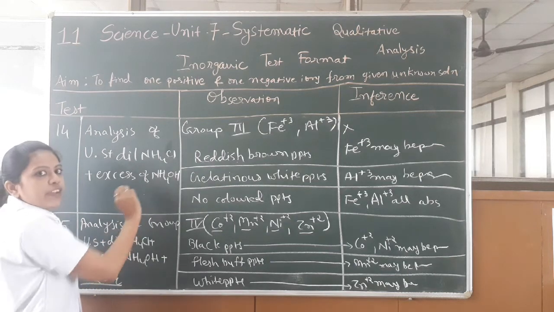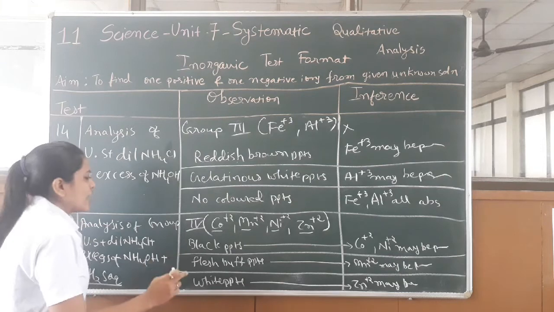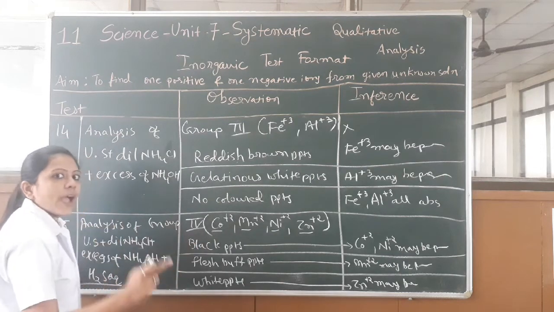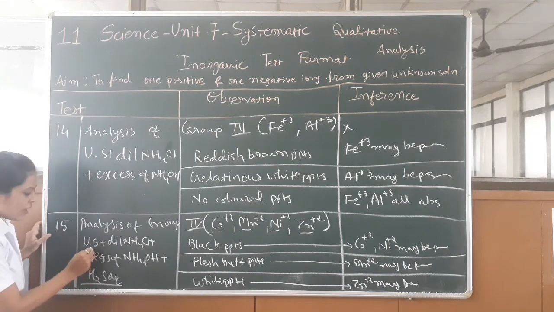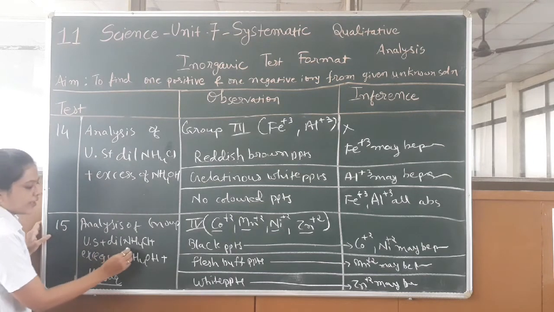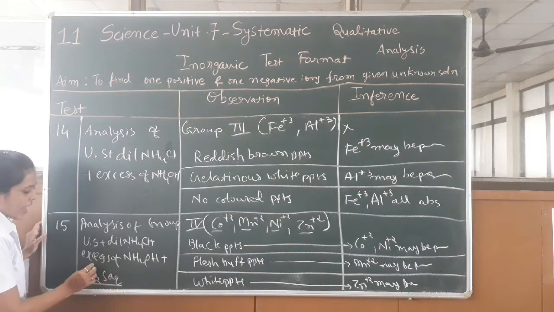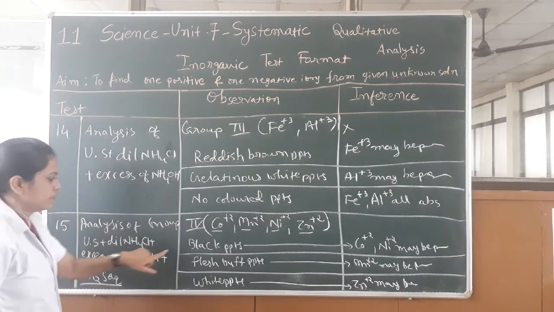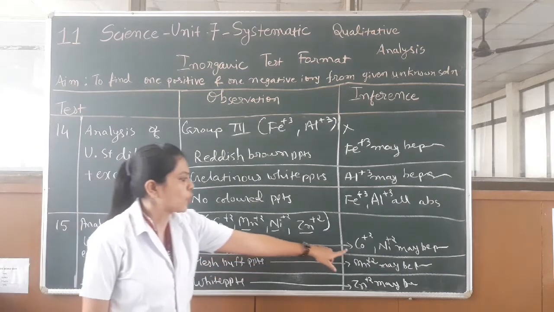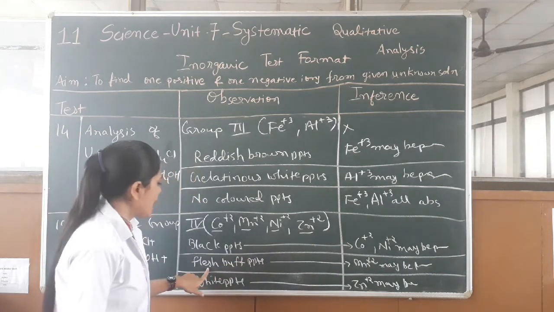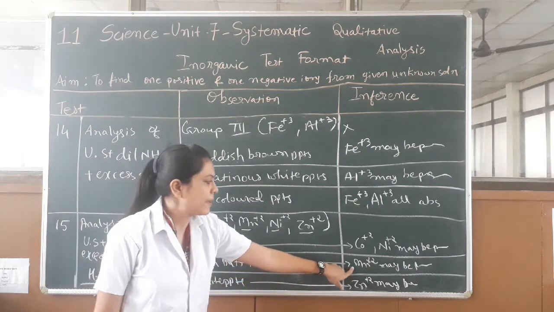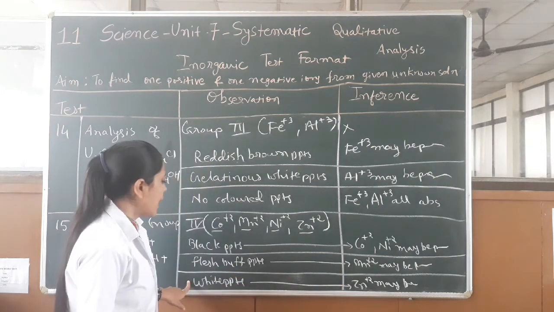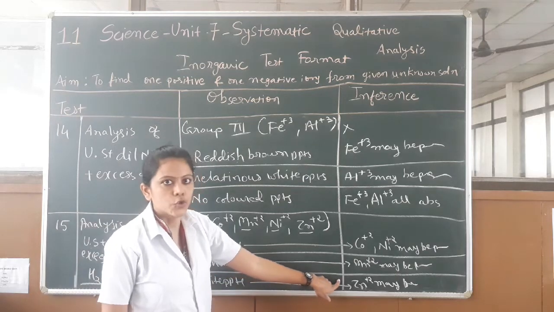If here we didn't get any precipitates, then for fourth group we have to add only H2S, because here we have the same unknown solution, dilute NH4Cl, excess of NH4OH plus aqueous H2S. Black precipitates for cobalt and nickel. Flesh buff precipitates, that means pinkish, Mn+2 may be present. If white precipitates, then Zn+2 is present.